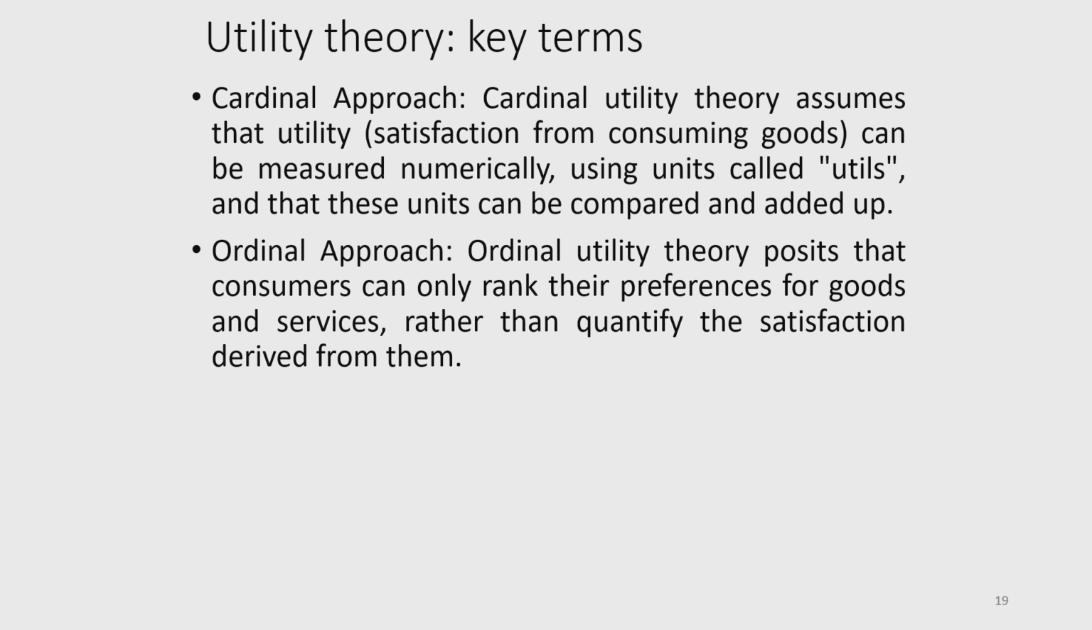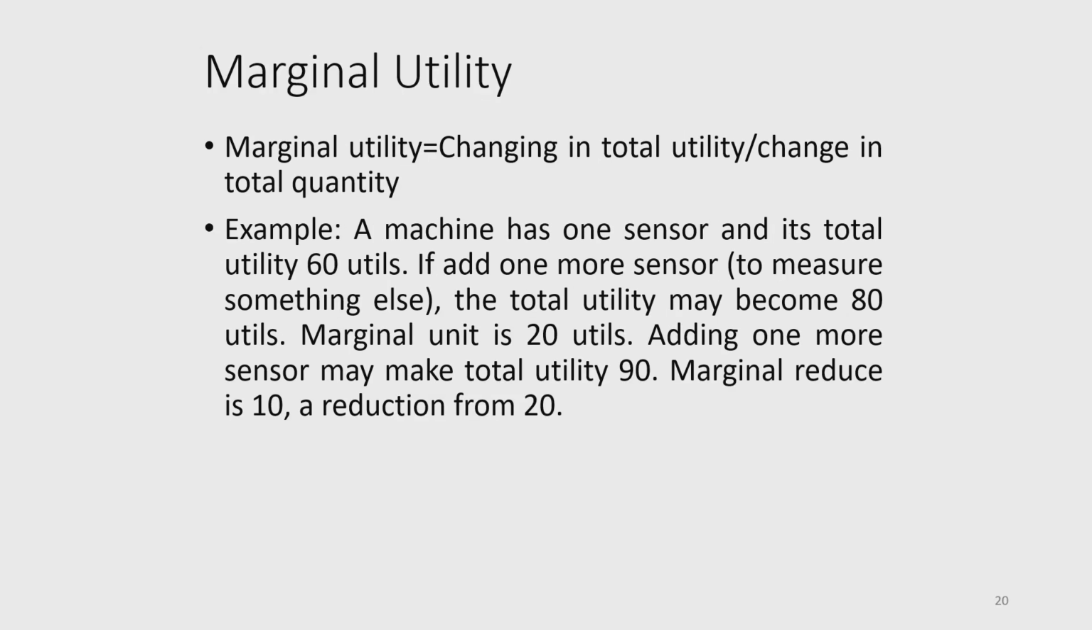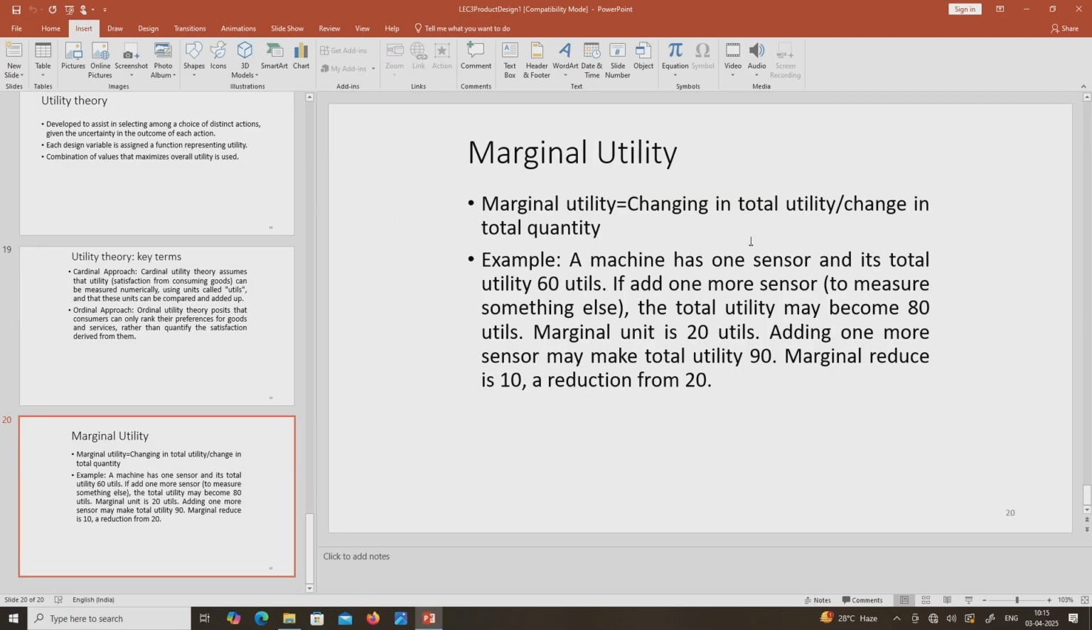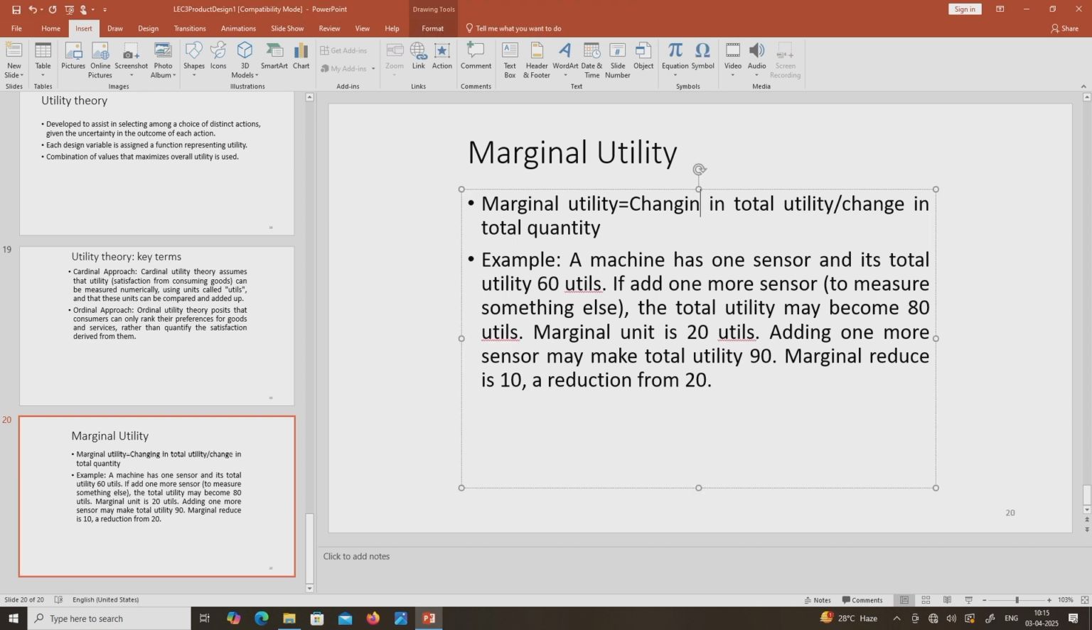Another is the ordinal approach, which says that ordinal utility theory posits that consumers can only rank their preference for goods and services as 1, 2, 3, etc., but they cannot tell it in a quantitative way. So, these two types are used, and there is a term called marginal utility also. Marginal utility means change in total utility divided by change in total quantity. So, just see that it is a mathematical thing.